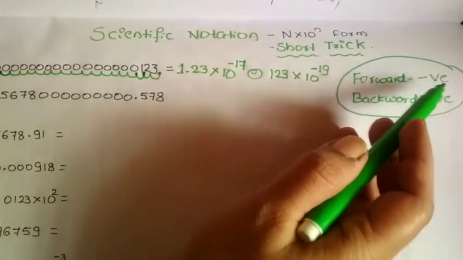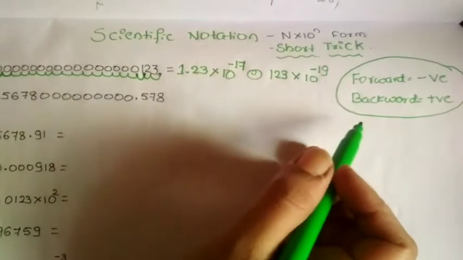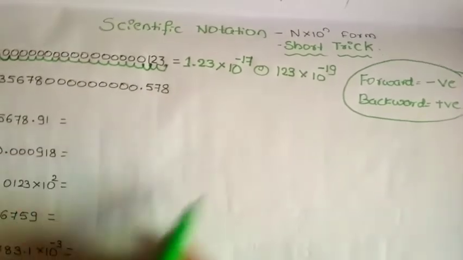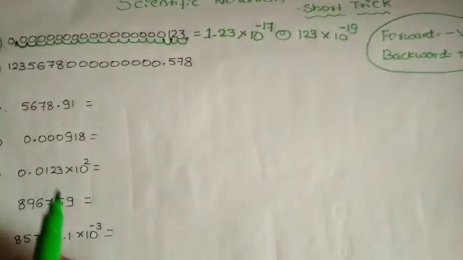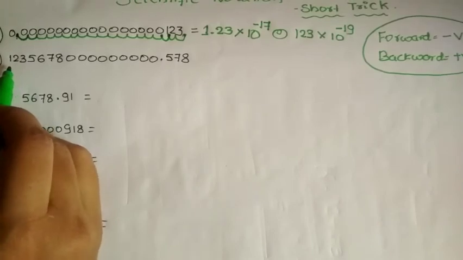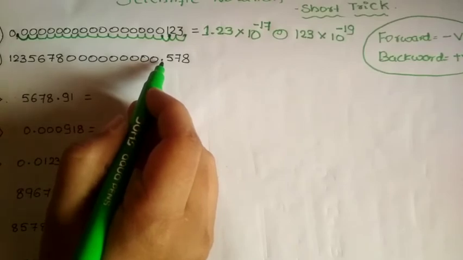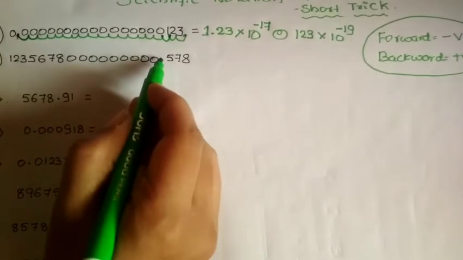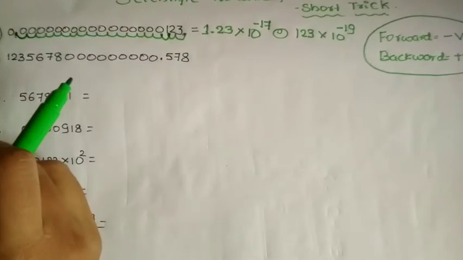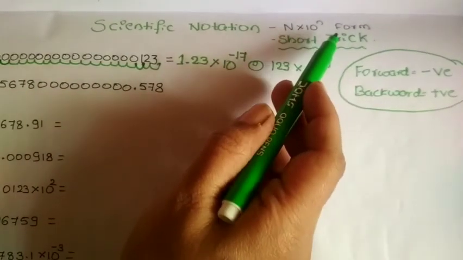So moving forward means negative power, moving backward means positive power. What do you move? The decimal point. Similarly, let us go with one more example. Here I have written the second example, where the decimal point is here, dear students. What will you do? Will you move it forward? If you move it forward, it will again become a large number. What I want to do here is keep it in the simplest form, like N into 10 to the power of n form.